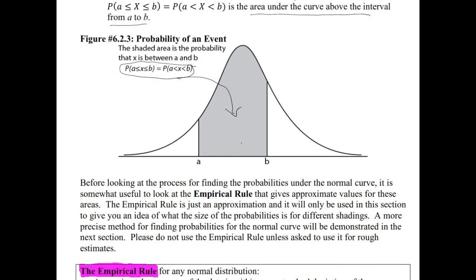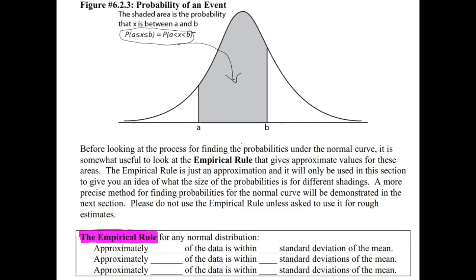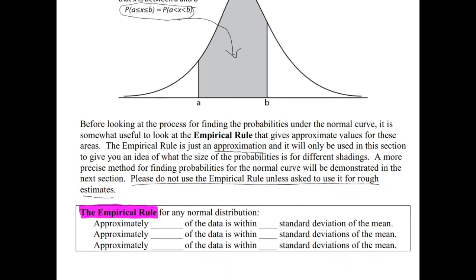So before looking at the process for finding the probabilities under the normal curve, we're going to look at something called the empirical rule, which does give us some approximate values for these areas, for common ones that we look at when we start looking at inferential procedures. The empirical rule is just an approximation, and it will only be used in this section to give you an idea of what the size of the probabilities is for different shadings. A more precise method for finding these will be demonstrated in the next section. So please do not use the empirical rule unless you are asked to use it to make rough estimates.